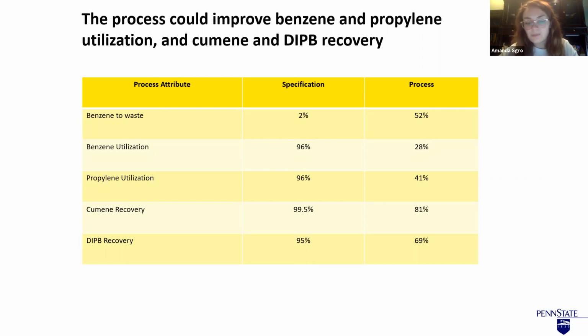However, cumene and DIPB recoveries are close to the desired specifications at 81% and 69% respectively. This highlights the efficient functionality of the process design and how our team was able to successfully recover our desired products of DIPB and cumene.